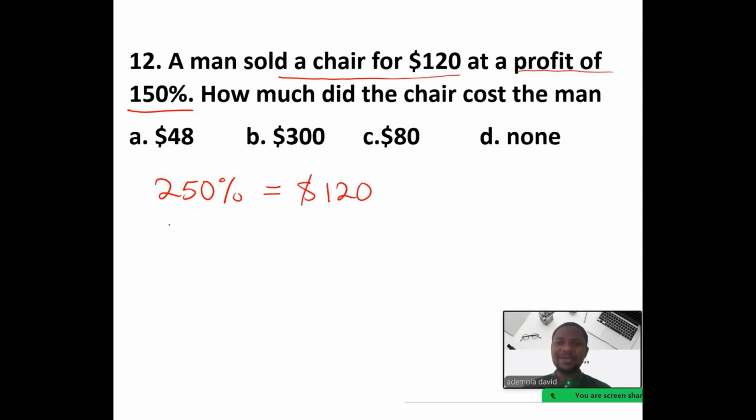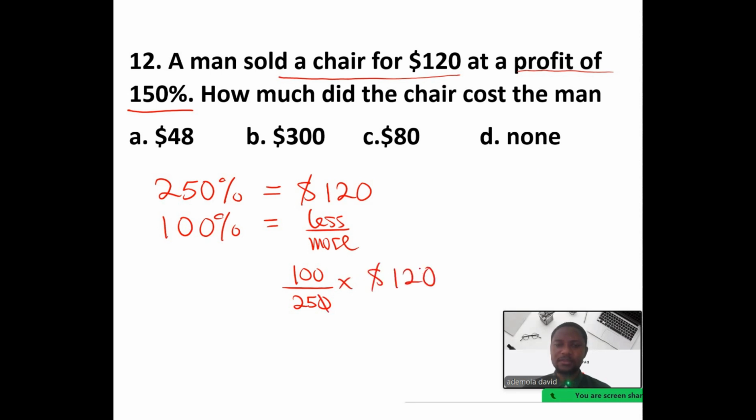$120. Now they're asking for the cost price, which is always 100%, and that will still give you less over more. And where is the less? 100. The more, 250 times 120. 0 cancels 0. 25 here, 1. 25 here, you have 4. And 4 times 12 gives you 48, and that is the cost of the chair.